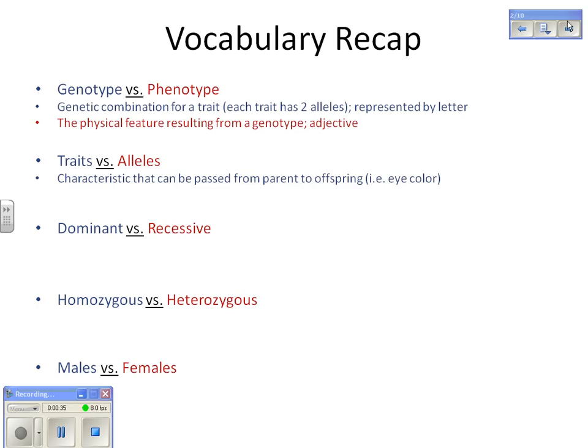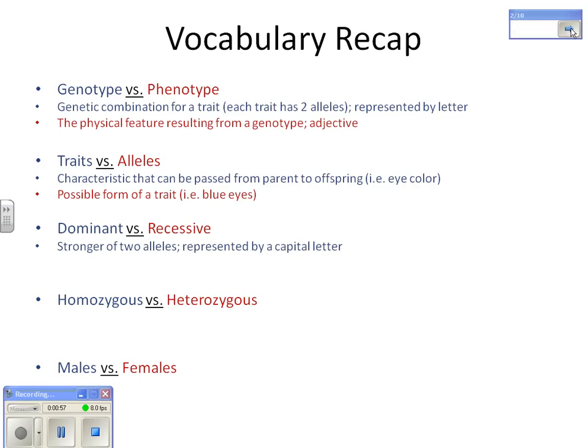In terms of traits and alleles, traits are going to be the characteristics that could actually be passed from parent to offspring. An example of that in humans would be eye color. And associated with each trait, we have 2 possible forms of an allele usually. So an example here in terms of eye color, again, would be blue eyes in humans. Remember, again, most traits have 2 alleles for each trait.